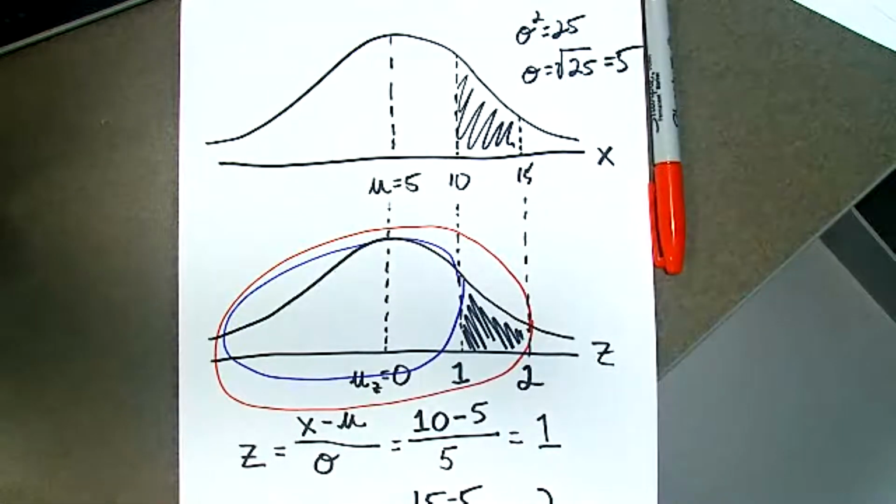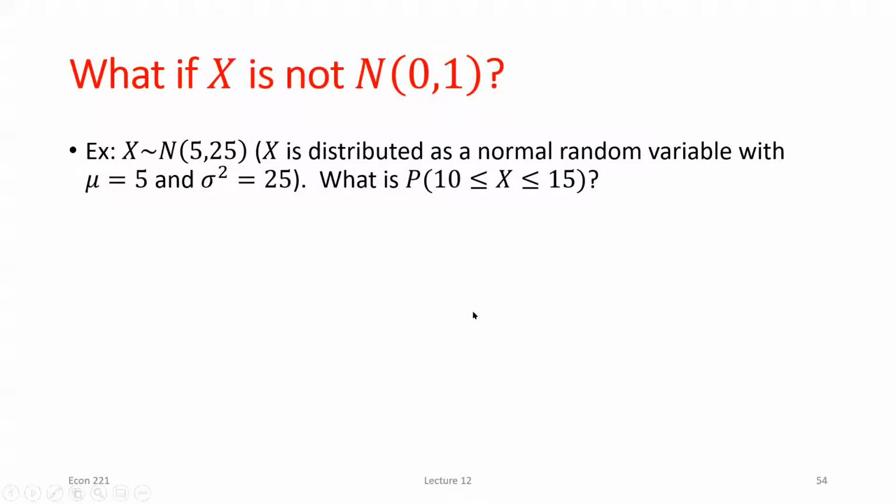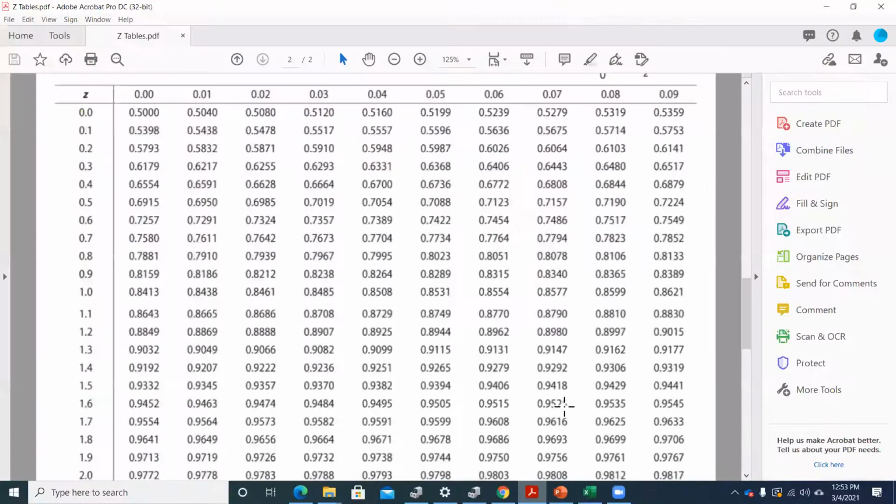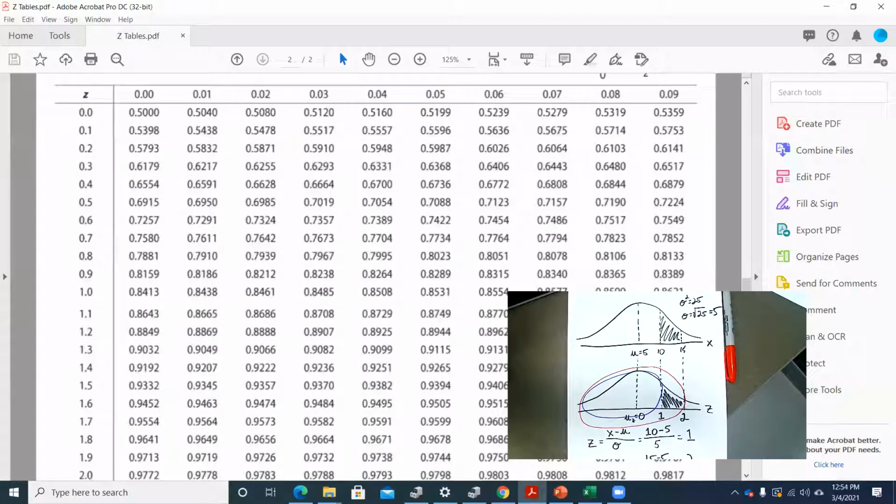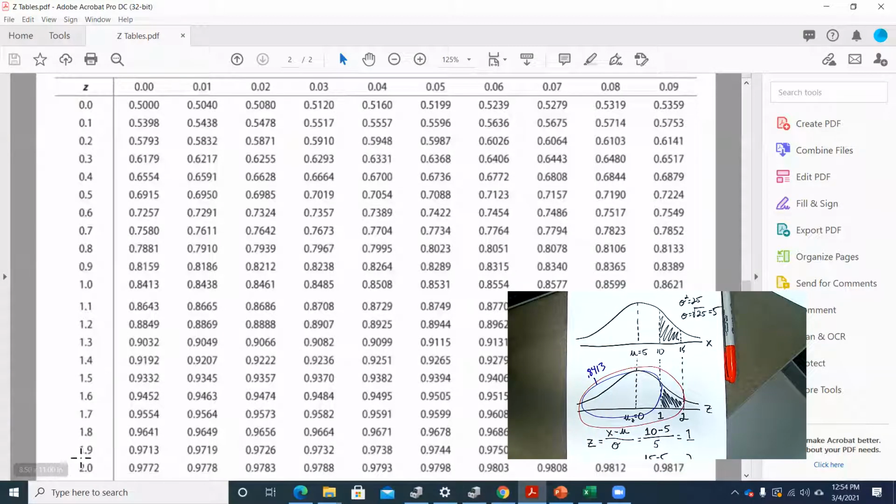So how would I use that table? Well, let's make sure we're getting more practice with that. So I go to my table. The first one was a z-score of 1, so 1.00. The area to the left of that is 0.8413. So this blue area here, 0.8413. Right? Then I look up a z-score of 2, 2.00. We already looked at that one earlier. The area to the left of that is 0.9772.